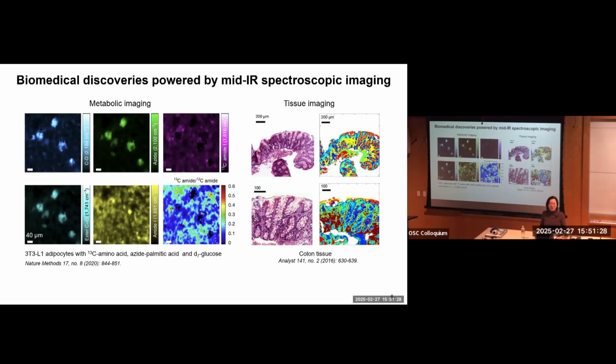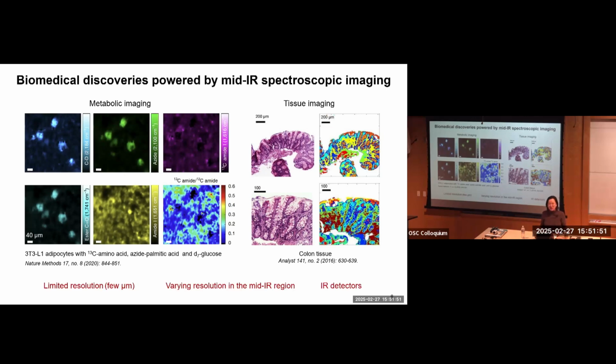So mid-IR imaging has enabled many important biomedical discoveries. For example, if you couple an infrared probe with mid-IR imaging, you can visualize metabolic processes in cells. And if you perform hyperspectral imaging as shown here, and then do classification based on your hyperspectral images, you can do virtual histology so that you can use the image for disease diagnosis.